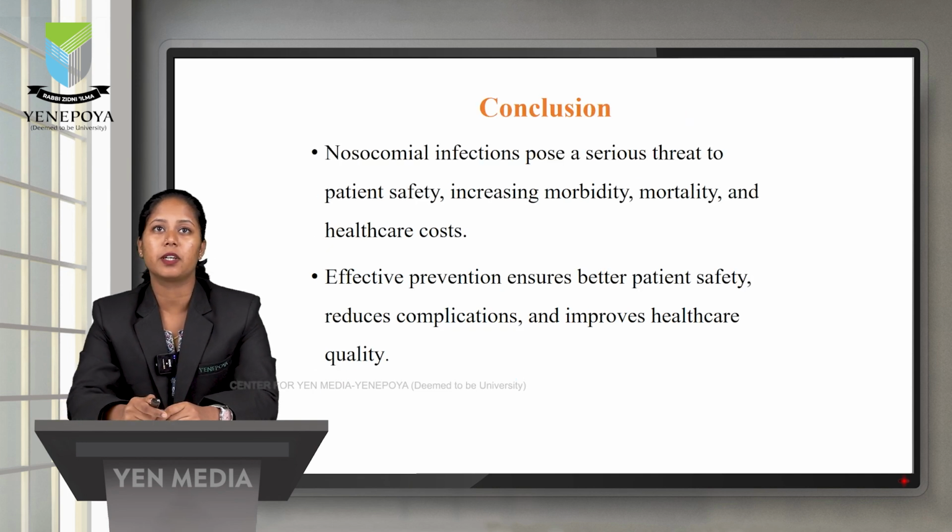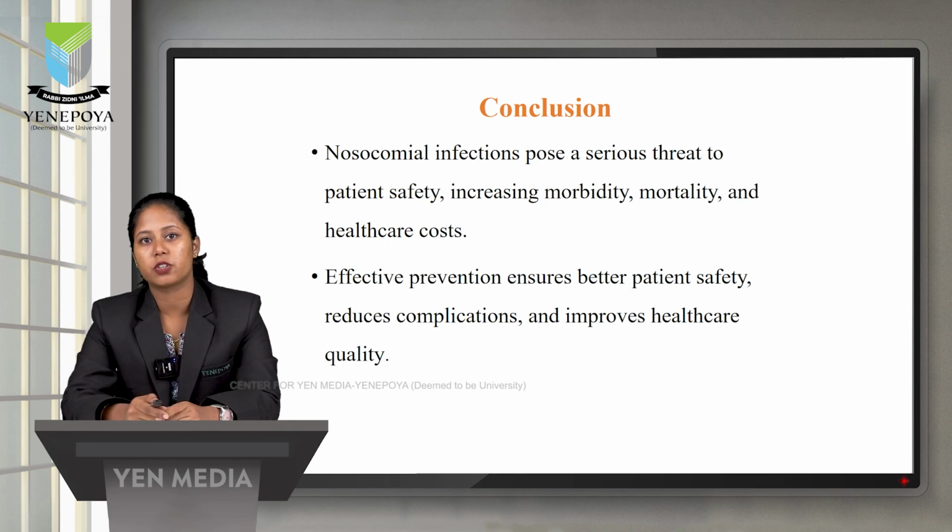So we have come to the conclusion of today's session. We have seen the meaning of nosocomial infection or hospital acquired infection, the different types of sources, that is endogenous and exogenous, as well as modes of transmission: direct and indirect contact, airborne, vector borne, as well as droplet, and we have seen the different types of hospital acquired infection. Nosocomial infection poses a serious threat to patient safety, increasing morbidity, mortality and healthcare cost. Effective prevention ensures better patient safety, reduces complications, and also improves healthcare quality.